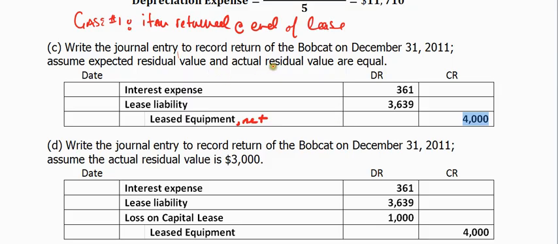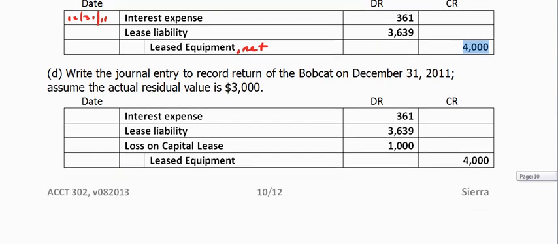This indicates, and let me go check the date, 12/31/11, that the item was worth $4,000 or more. Now the lessee doesn't get anything if it's worth more. The lessor has that benefit. So the lessor benefits if the residual value is worth more. Now in this case, it's saying the item wasn't worth $3,000. So you still have the 361 and the 3,639 and the $4,000 of leased equipment net.